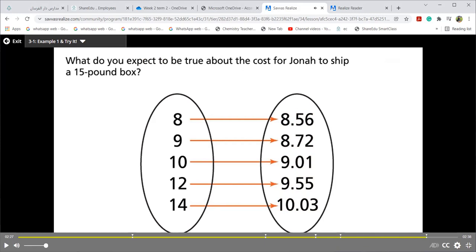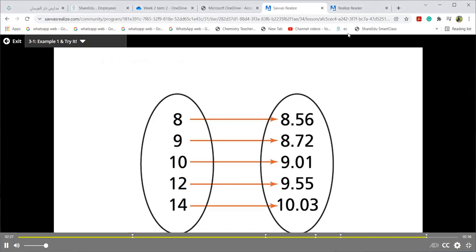Simple, girls. We have done a lot in the last lesson. For 8 LB, or the weight is 8, you have $8.56. So for 15, how much? You remember this relation? This is division. 8.56 over 8, you will multiply by 15. You know this very well. I don't need to repeat how to find out the unknown value. A 15-pound box should cost more than $10.03.